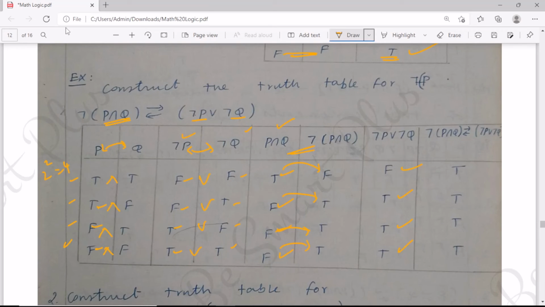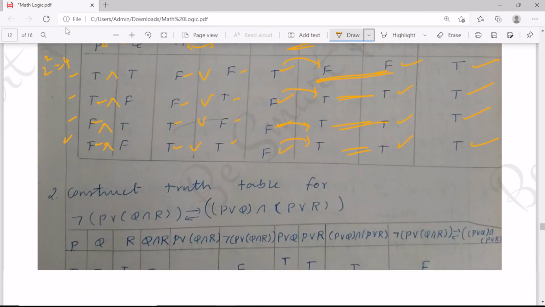Next, we have found the negation of P and Q, and also negation P or negation Q, these two. Let me apply the biconditional between these two, that is negation of (P and Q) biconditional (negation P or negation Q). As I told you already, whenever both of the truth values are identical, it has a truth value T. Here false, false, both having the same truth value, so you get true. True, true, same truth value, true. True, true, same truth value, true. So finally we get only true values.